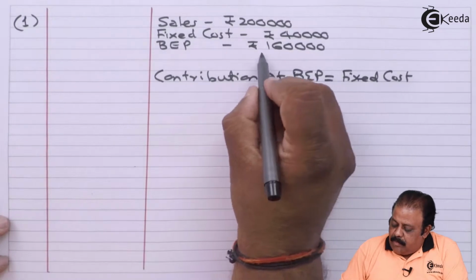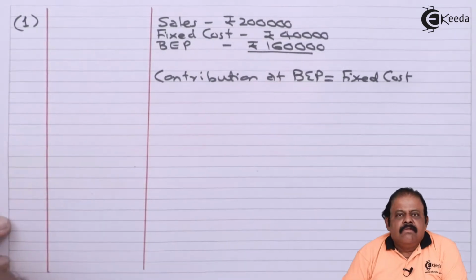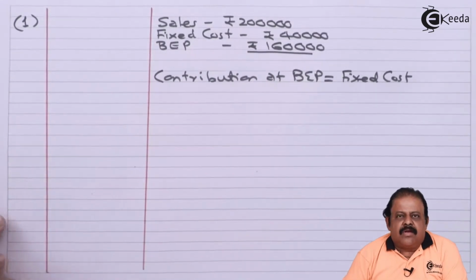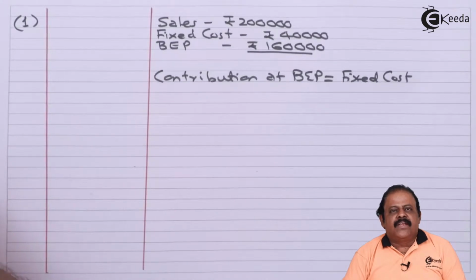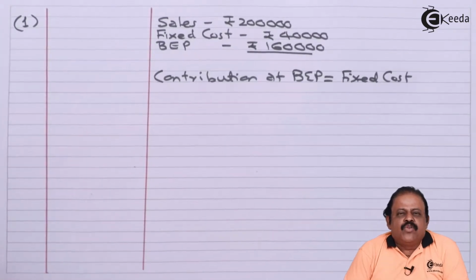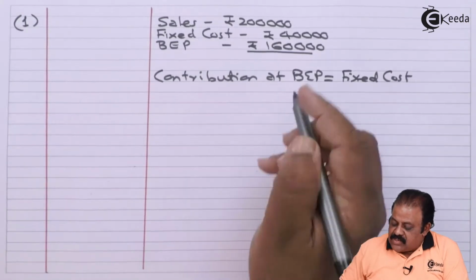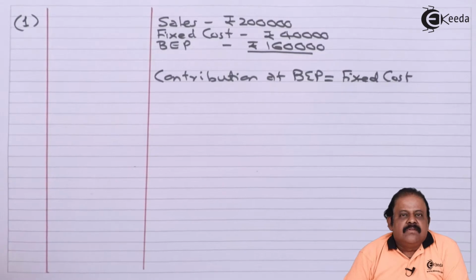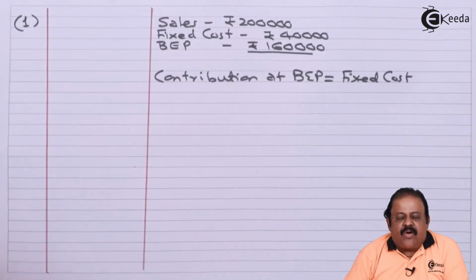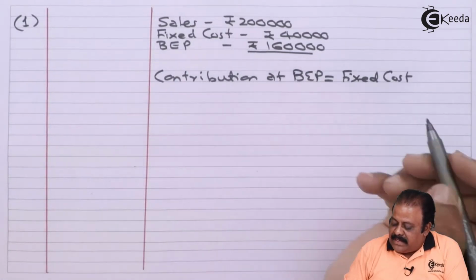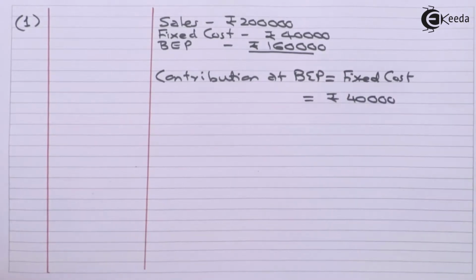Contribution at break even point rupees 1,60,000 will be equal to fixed cost, because at break even point there is no profit, there is no loss. So contribution minus profit, we get answer there nil. So here fixed cost is 40,000. That means contribution is also 40,000 at break even point 1,60,000. We got a detail of contribution, that is rupees 40,000.